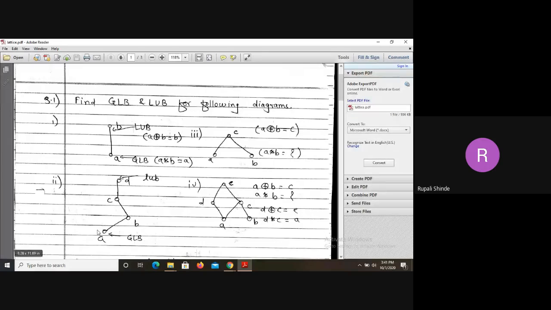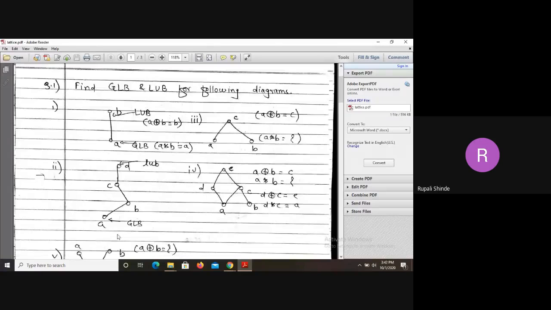Now consider the second diagram. Here four elements are there, A, B, C, D, and all these elements are connected by a line. That's why the greatest lower bound means what? The element which is placed at the lower side, and that element is A. So for this diagram, the greatest lower bound is A and the least upper bound is D.